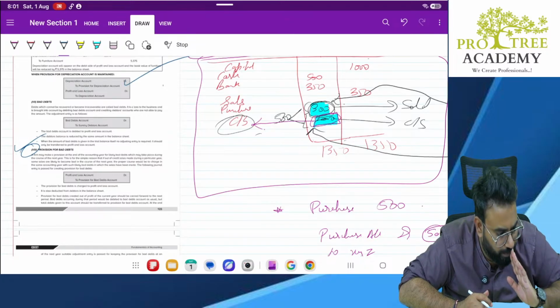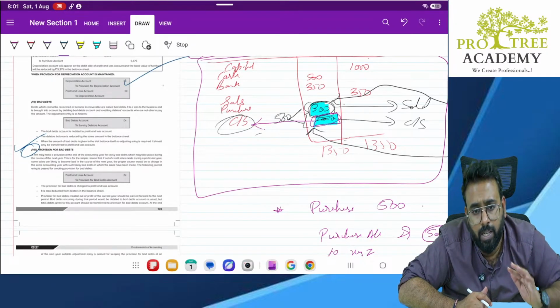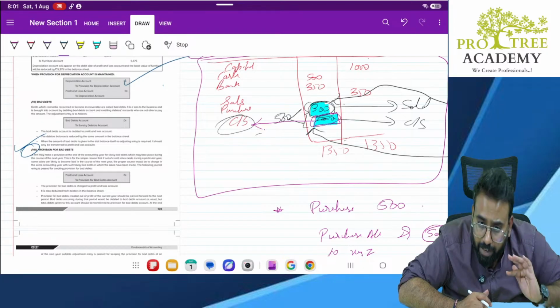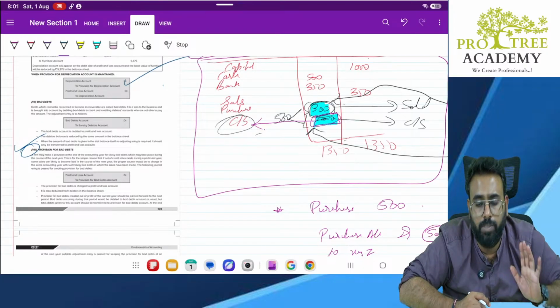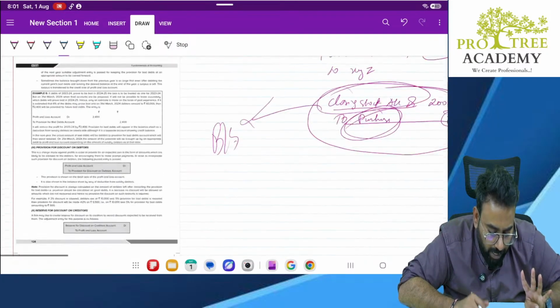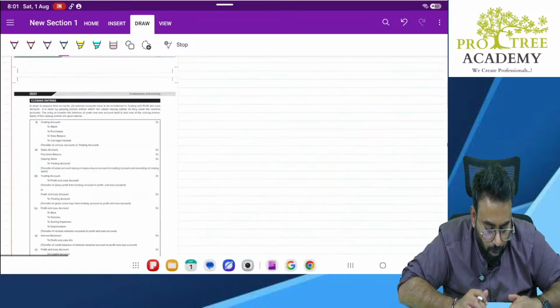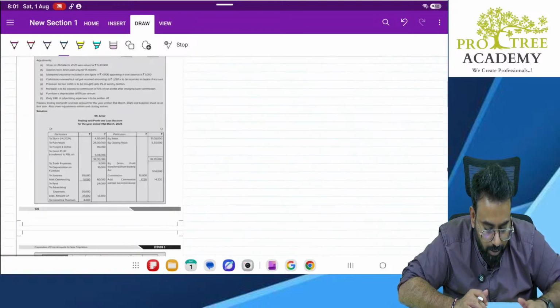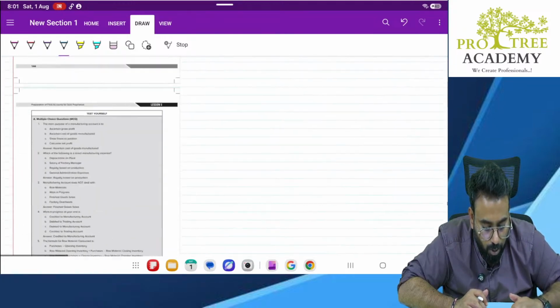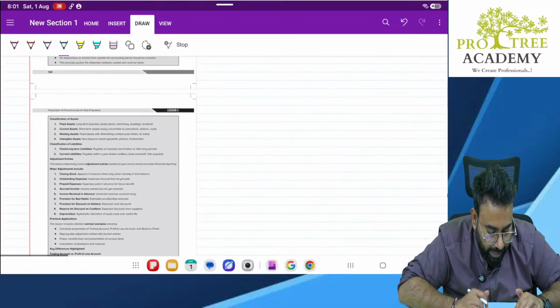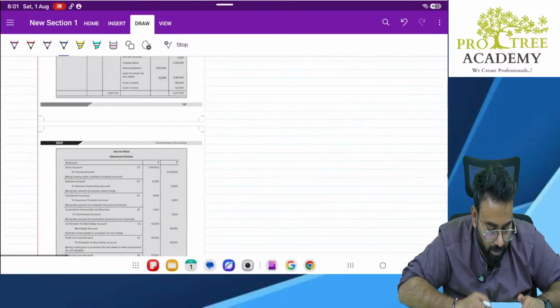Because there are a few more journal entries which we will discuss in the next class, and we will actually start solving the sums. And there are 4 to 5 illustrations which we solve. So if you want to get a hang of those illustrations, I request you to please go home, please read, and then please come to the next class.